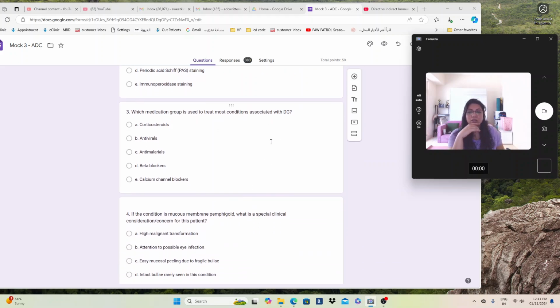Now, which medication group is used to treat the most conditions associated with desquamative gingivitis? See, I'll tell you what. Any autoimmune disorder, or not bragging, 99% of autoimmune disorders, and the remaining 1% can still be something I don't know of. Steroids is the answer. Steroids suppress your immunity, and in the long term they are horrible.